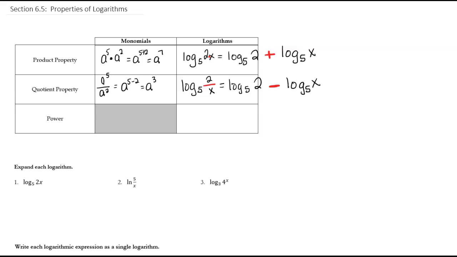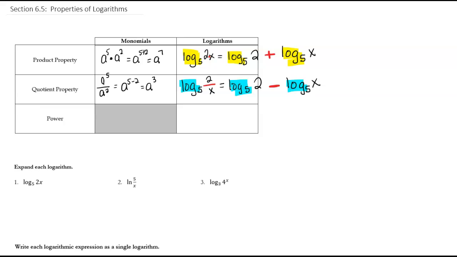If you notice, the logs part stayed the same on each of them. The log doesn't change. What matters is that if you see things next to each other, that means it's multiplying, and for multiplying you add. When you see things as a fraction like dividing, you're going to subtract.